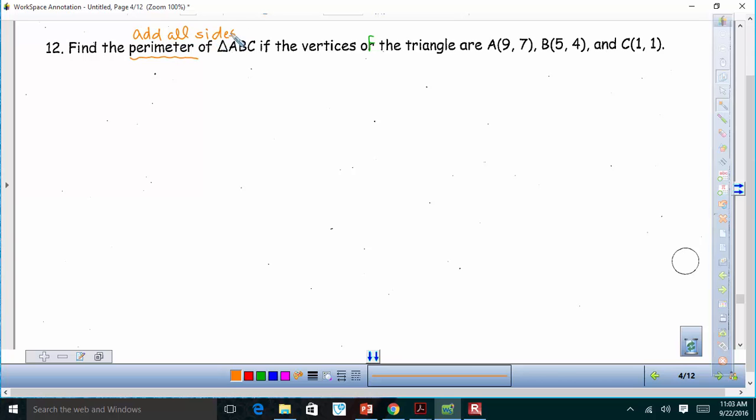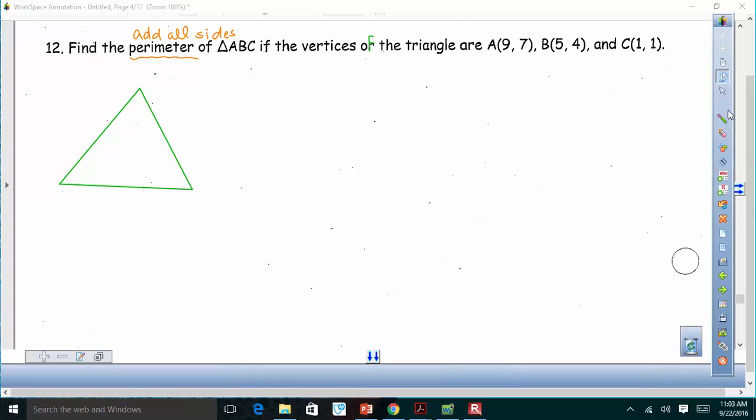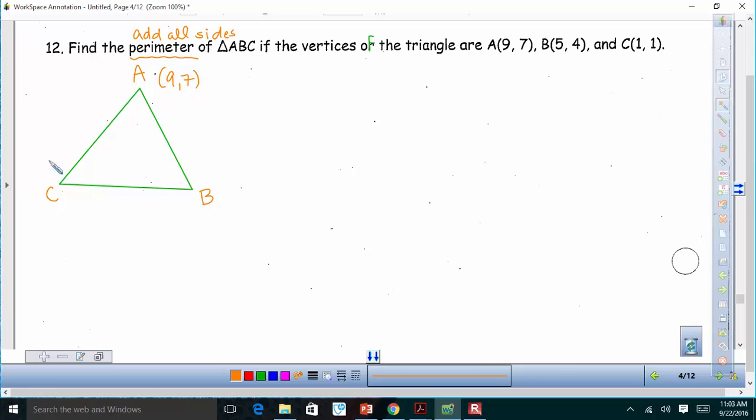Okay? So, just for reference, I'm going to draw my triangle real quick. Does it really matter where I put A? No. So I'm going to put A here, B here, C here. So A is going to be 9, 7. C is going to be 1, 1. And B is 5, 4. So I need to find each side. So let's talk about A to B first. So we're going to find side AB.